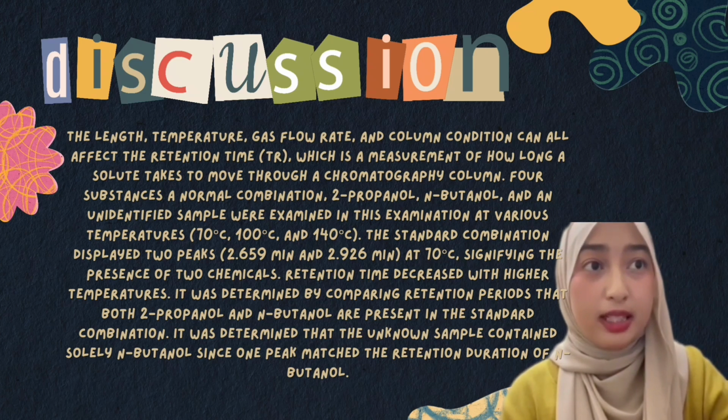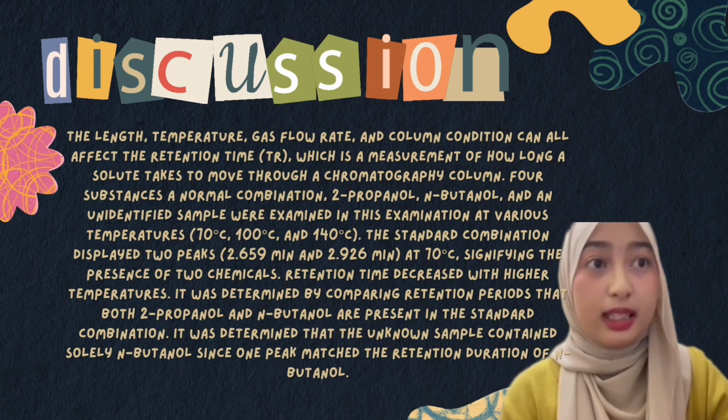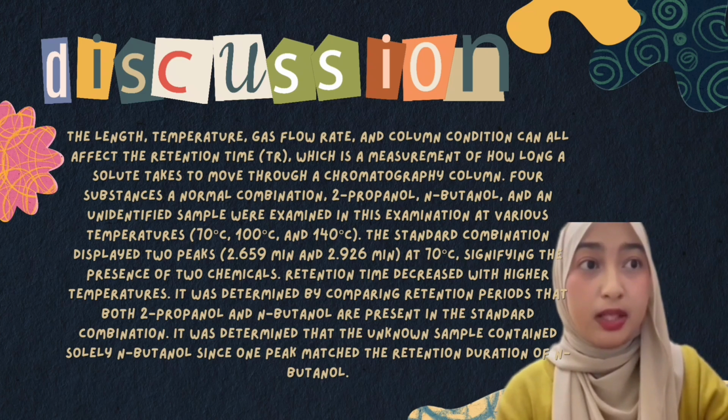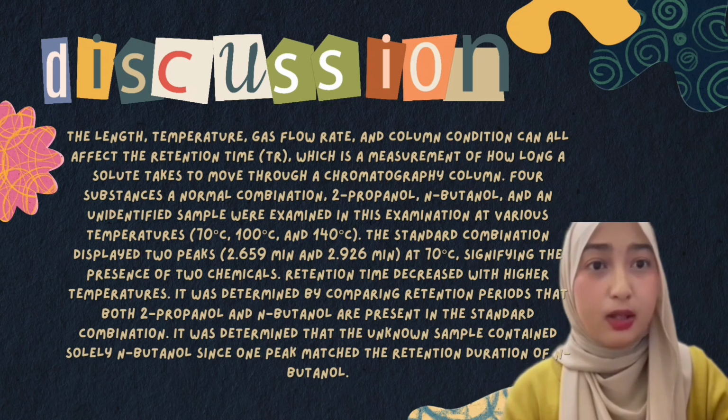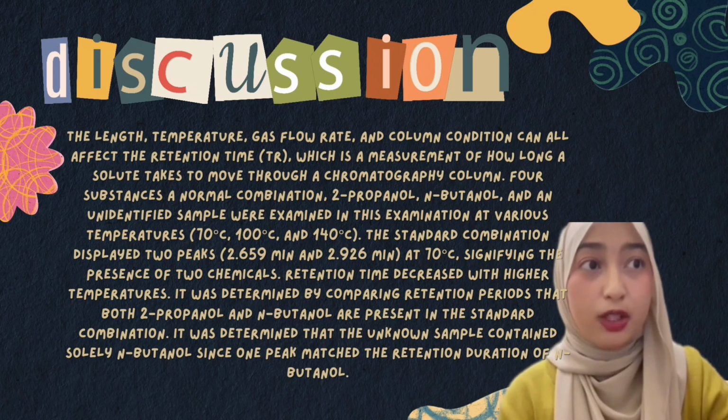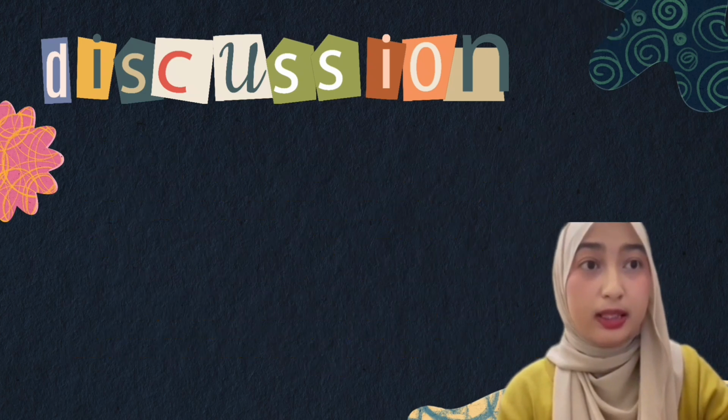For this experiment, a standard combination of 2-propanol and N-butanol and an unknown sample were examined at various temperatures. The standard combination displayed 2 peaks at 70 degrees Celsius, signifying the presence of 2 chemicals. Retention time decreased with higher temperature. It was determined by comparing retention times that both 2-propanol and N-butanol are present in the standard combination. It was determined that the unknown sample contained solely N-butanol, since one peak matched the retention time of N-butanol.